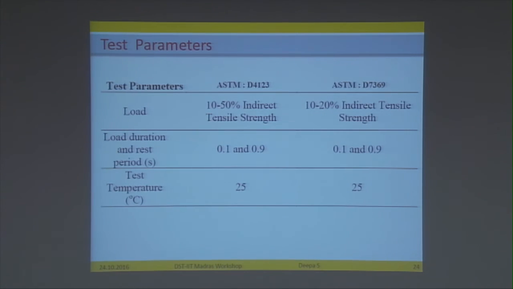And as I told you, the load duration is 0.1 seconds followed by a rest period of 0.9 seconds. And the test temperature is fixed as 25 degrees. The code says conduct the test at 25 degrees Celsius. But at IITM, we have conducted the test at 20, 25, 30 and 35 degrees Celsius.